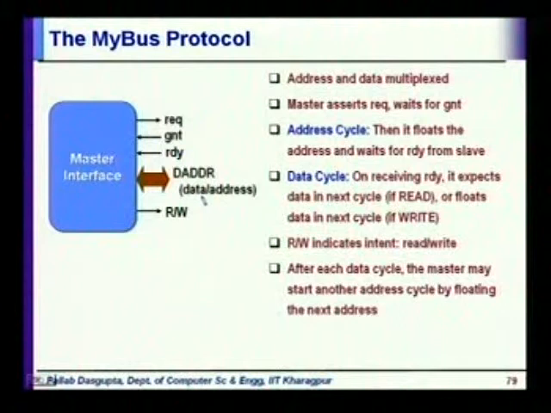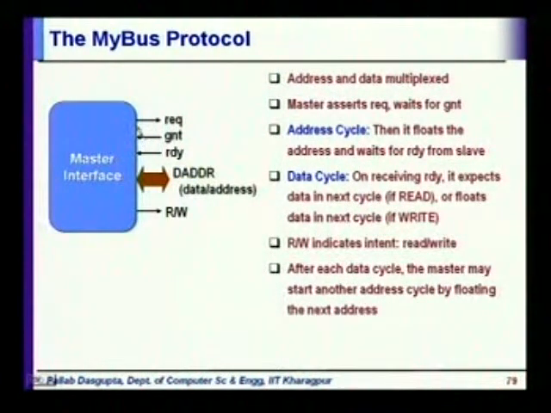So, it can float both data and address, but not in the same cycle. So, the same bus is used to float the address and also the data at selected cycles. Okay. The master makes a request to the arbiter, it gets a grant from the arbiter.